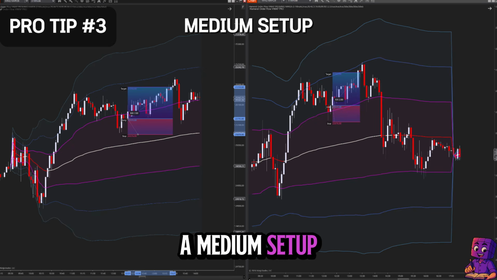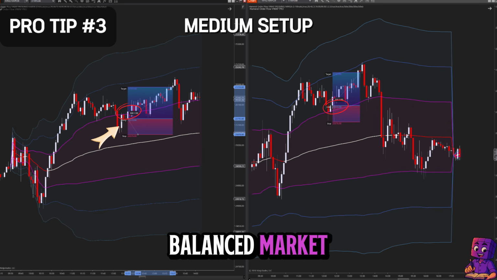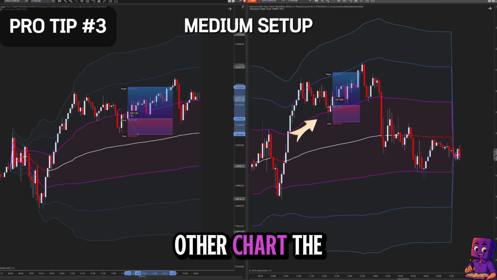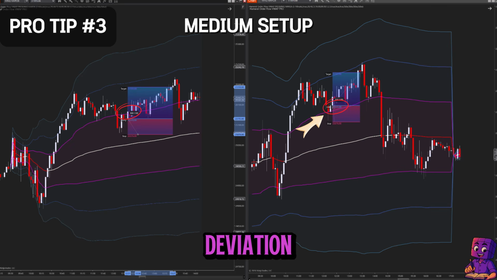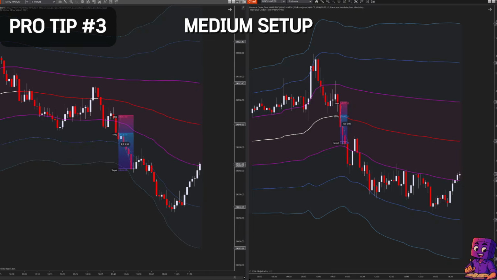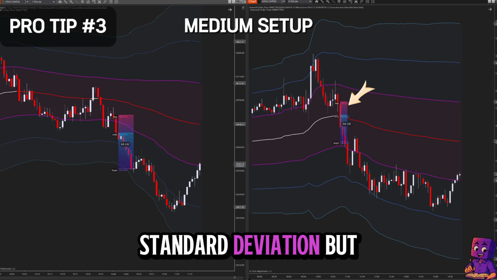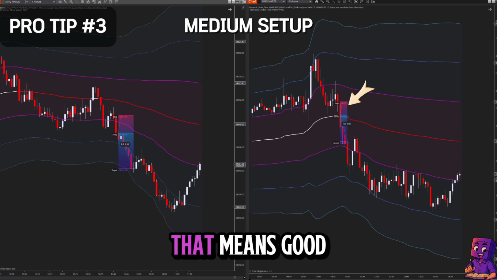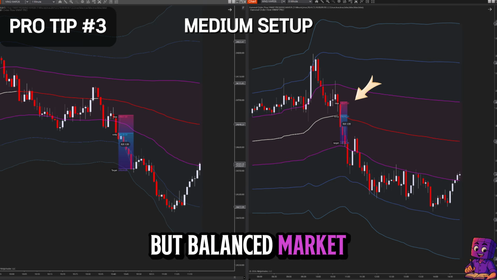A medium setup for long. On one VWAP chart, the price is below +1 standard deviation but above VWAP. That means good for buy but balanced market. And on the other chart, the price is above +1 standard deviation, showing you the buyer's power and a bullish context. The reverse for the short: on one VWAP chart, the price is above -1 standard deviation, but below VWAP. That means good for a short but balanced market.